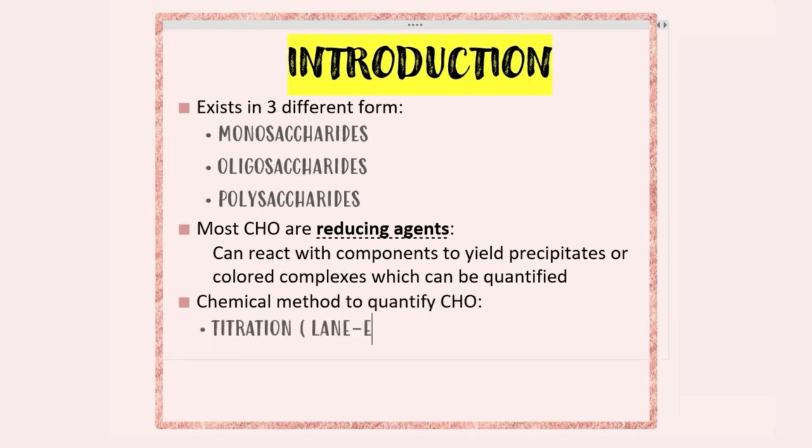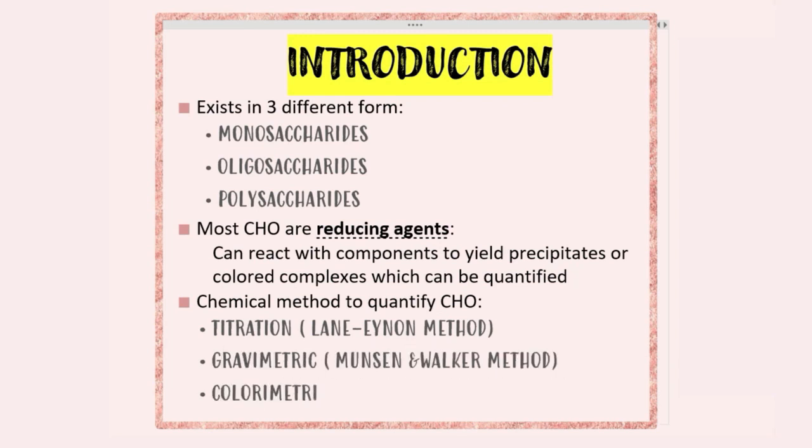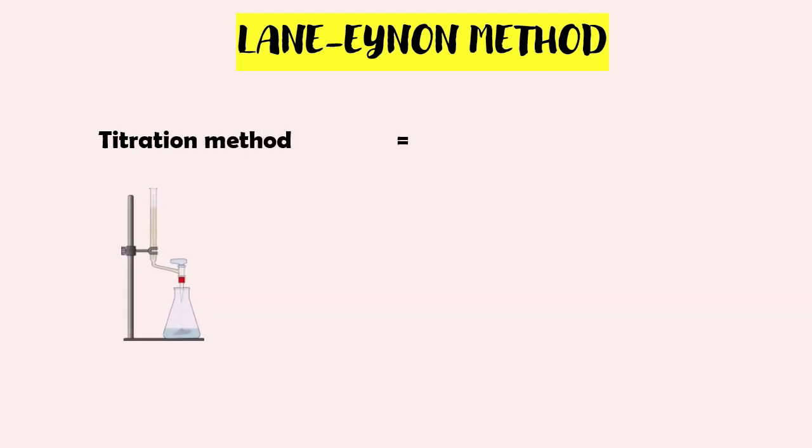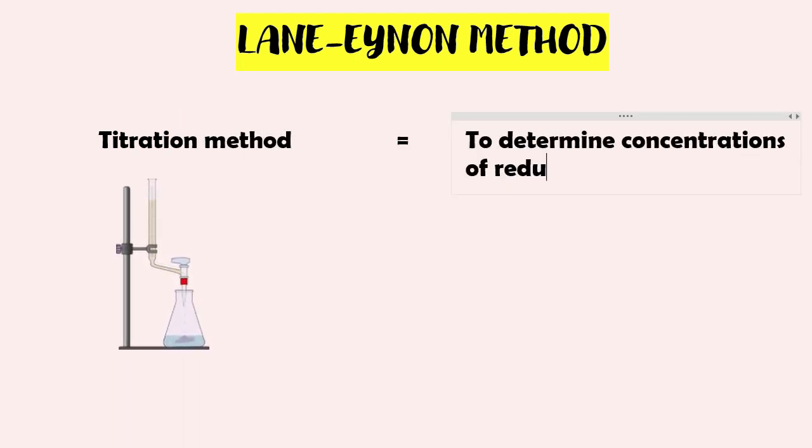So generally, chemical methods to quantify carbohydrate can be divided in three main groups, which are titration, gravimetric or colorimetric, but these methods are only able to measure monosaccharides and oligosaccharides. The first method we will look into detail is the Lane-Eynon method. Lane-Eynon method uses a titration method to determine the concentration of reducing sugars in a sample.